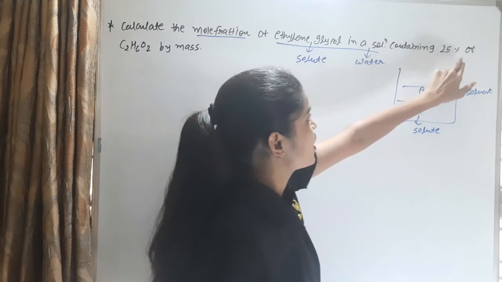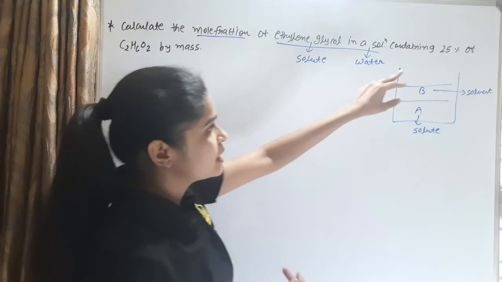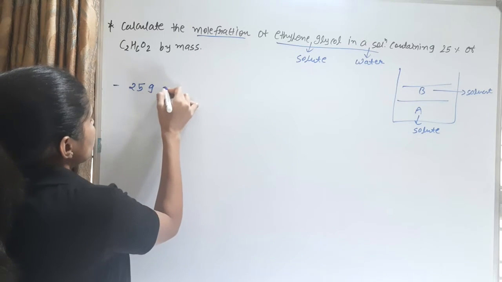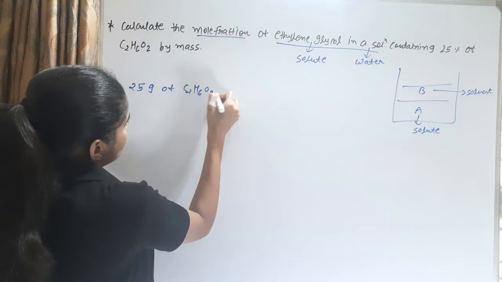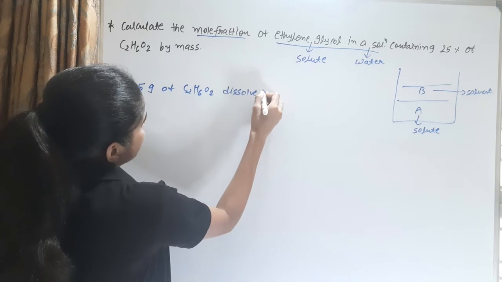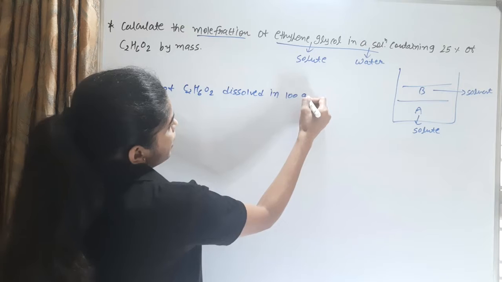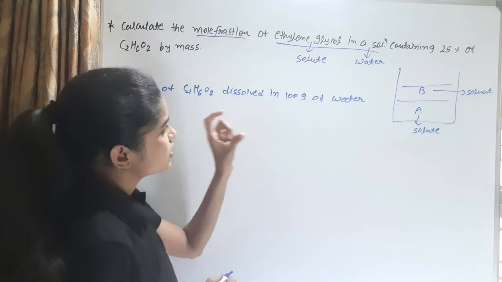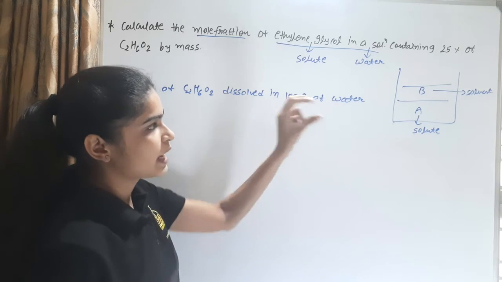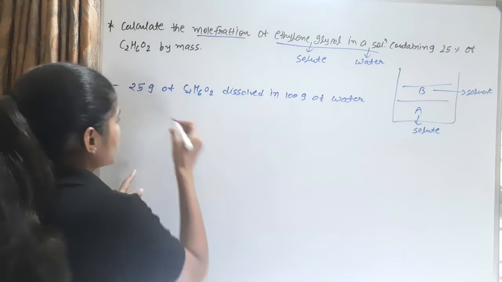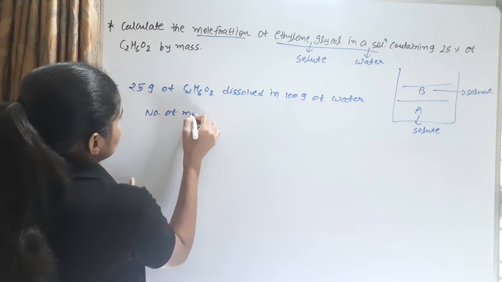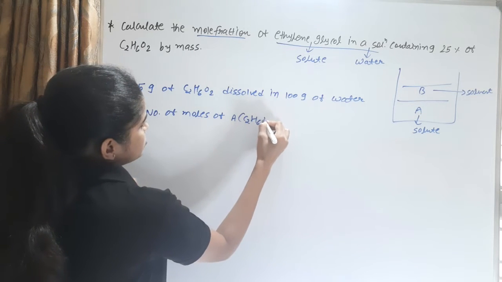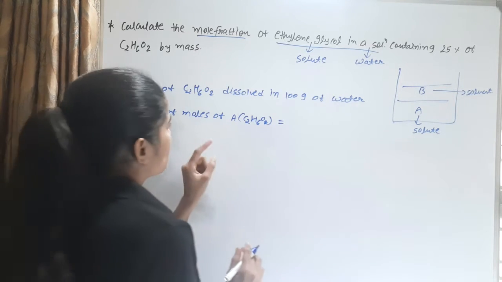Given 25% of ethylene glycol, the meaning is 25 gram of C2H6O2 dissolved in 100 gram of water. First we find the number of moles of A and the number of moles of B. The number of moles of A, that is C2H6O2, is equal to weight upon molecular mass.